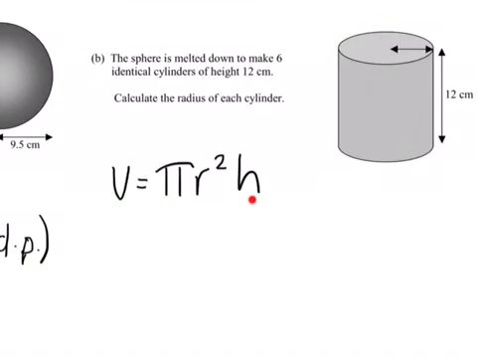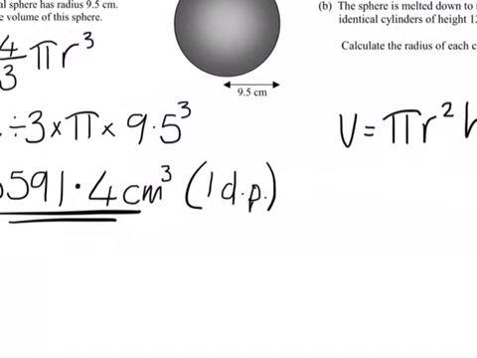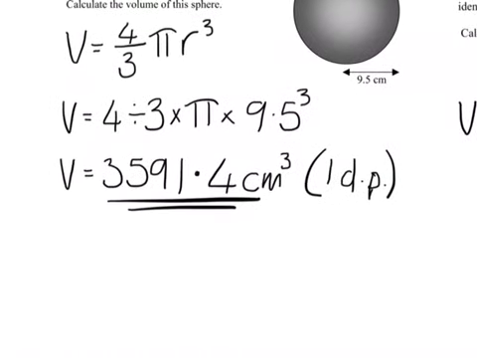We know the height because it's 12 centimetres, and although we don't know the volume just yet, we will do in a moment. We're told that we get 6 cylinders from the original sphere. So since we know the volume of the original sphere, all we need to do is divide that by 6 and we'll have the volume of one of the cylinders. So we move back to our answer from the previous part.